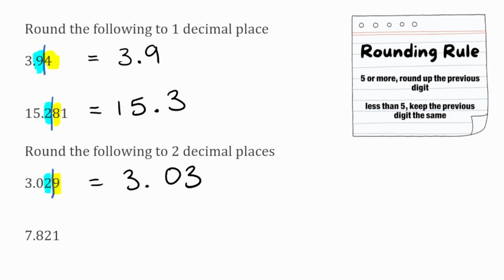And again, for this next example, we've got 7.821. We need to round it to two decimal places. Well, 8's in the first decimal place, 2's in the second decimal place, which is what we're looking for. So I'm going to put my line between that 2 and the next digit, which is our 1. So to decide if that 2 is going to stay the same, we look at the digit to the right, which is our 1. And because that's less than 5, we're going to keep the previous digit the same, so the 2 stays as a 2. So 7.821 would round to 7.82.